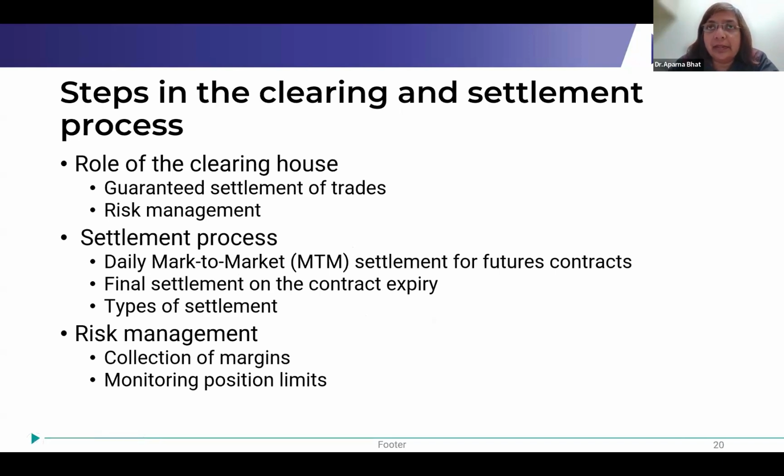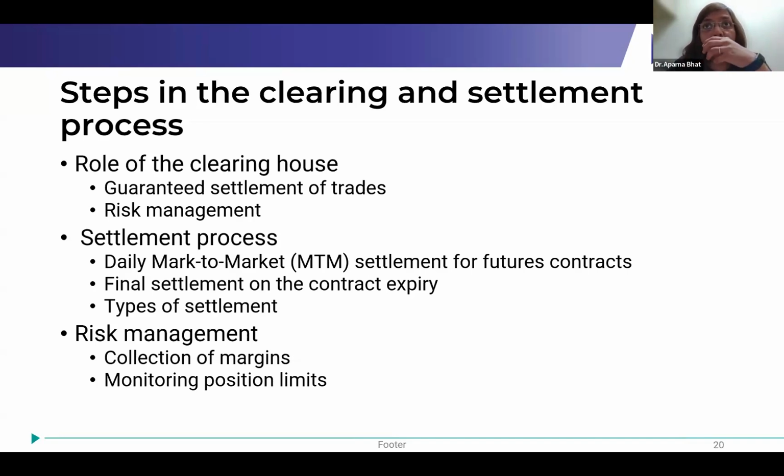And then once the trade is executed, the ball goes into the court of the clearing house. The clearing house looks after the clearing and settlement, right? So it makes sure that whatever trades happen on the exchange platform, they are properly settled. The other important function of the clearing house is risk management, right? So as I said, because it gives a settlement guarantee, the clearing house is exposed to a risk, right? What if the buyer fails to pay the money, or what if the seller fails to deliver the security? In that case, the clearing house will have to step in and cover that default.